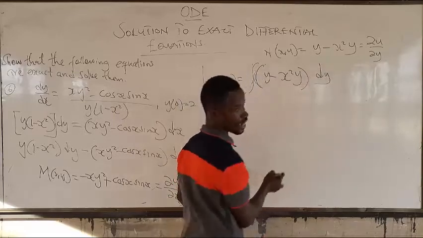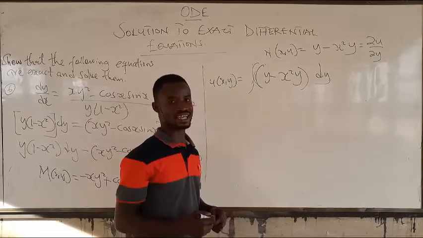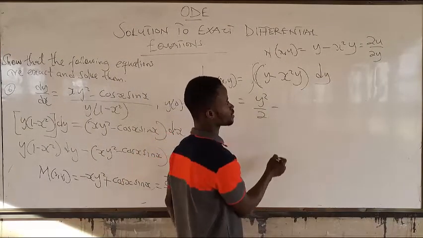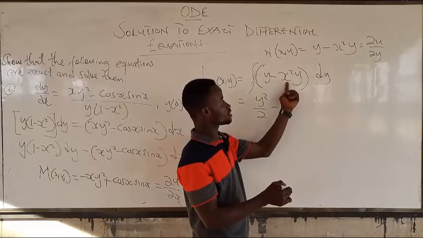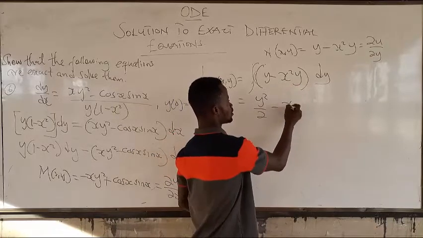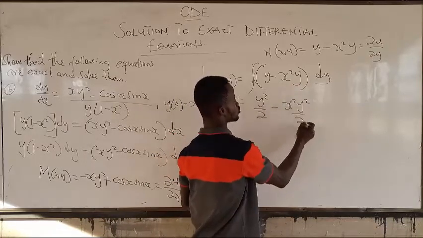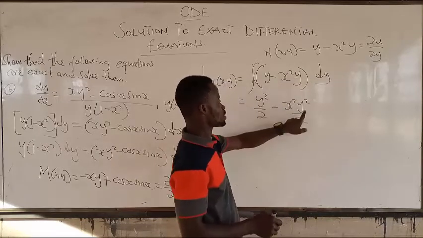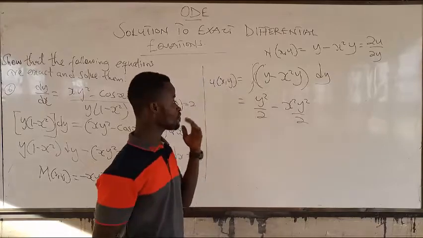With respect to y, I hope you can see that, by treating s as constant. So you get this over 2 minus, treating s as constant. So when you integrate this, you get x squared y squared over 2, because this is constant, so you are integrating this, which is y squared over 2. In fact, it's a nice question.